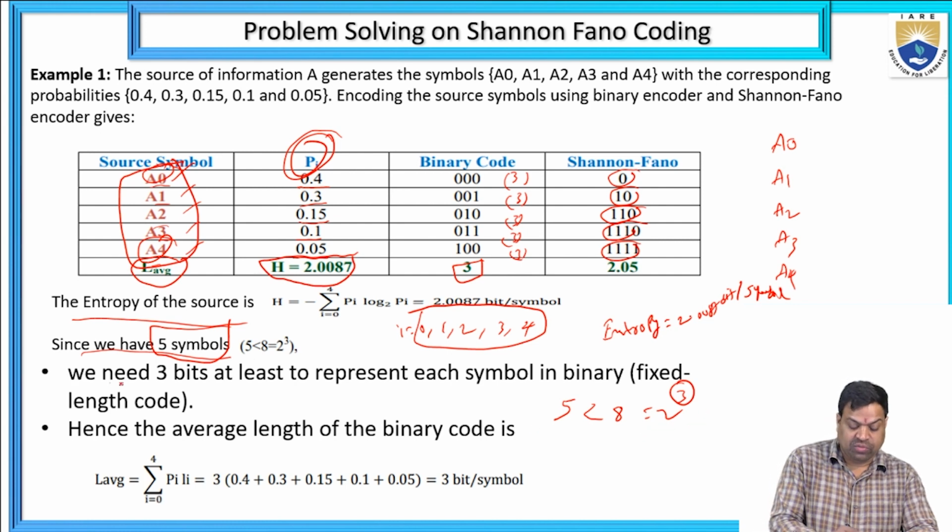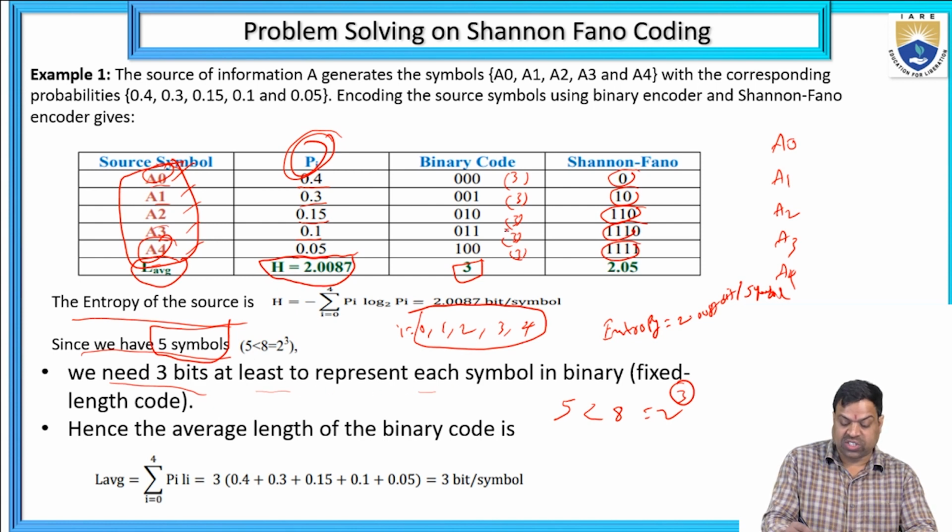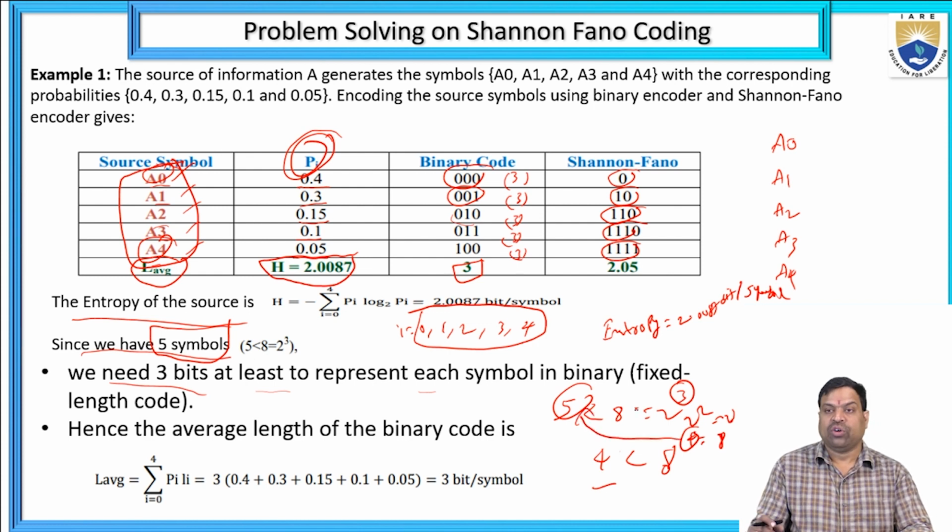Is it okay? Then we need at least 3 bits to represent. Why? Because all our 3 bits are there for representing. So 5 is less than 8. 5 is in between 4 and 8, so it is more than 4. Actually the bits are in between 2 square and 2 cube. 2 square is equal to 4, 2 cube is equal to 8. But 4 is not equal to 5, no. 4 is already reached, above, to 5. So it is reached to the nearby 3 bit. That is 2 cube, that is 8.